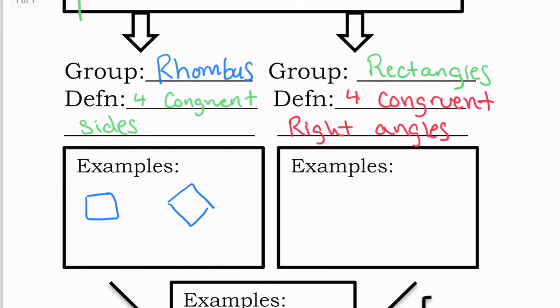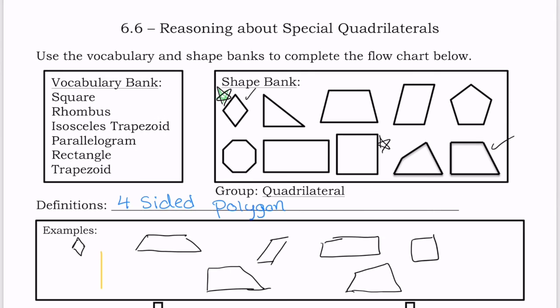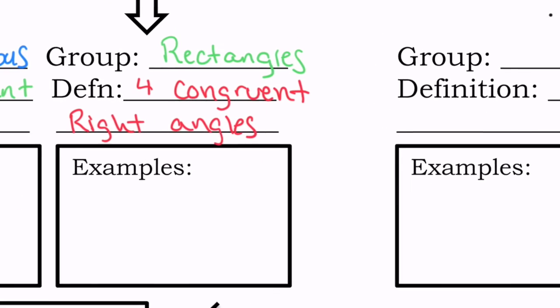If we go back to our shape bank up here, this one has four congruent right angles, and this one also has four congruent right angles. So I'm going to go down and sketch those.